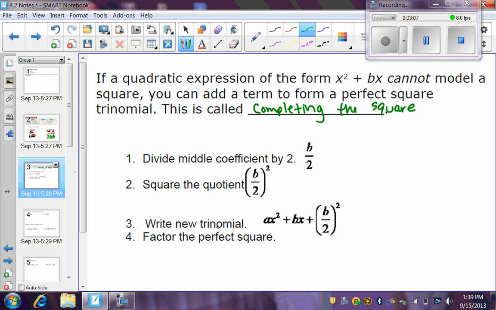So these are some steps that we're going to take in order to complete the square. We're going to take our middle coefficient, which is our b term, and divide it by 2. Then we're going to take that answer and square it, and we're going to add it to the end of our expression. And then once we have it as a perfect square trinomial, we can factor it to whatever it would factor to.